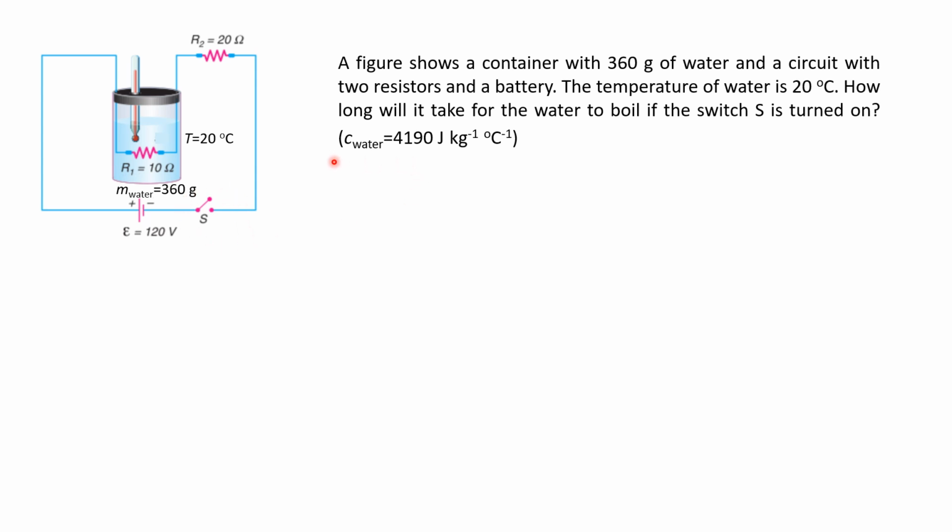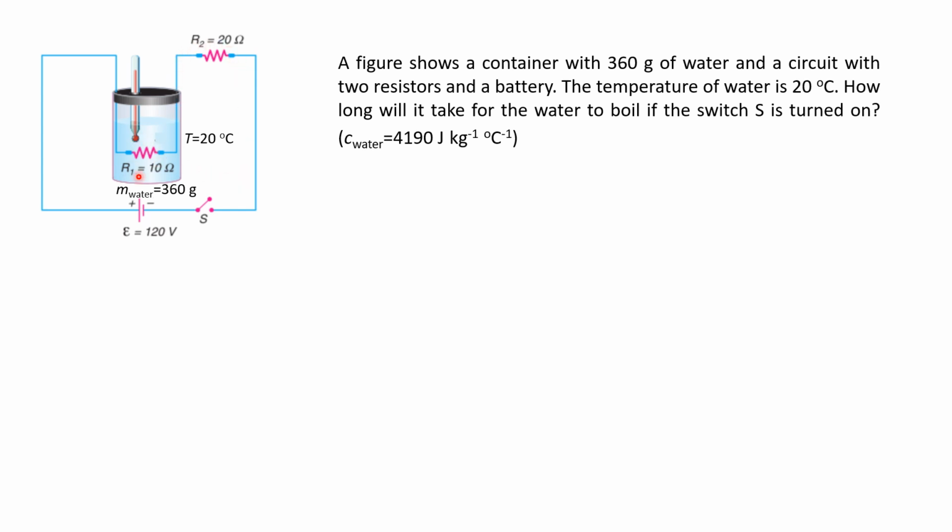And the specific heat of the water is given as 4,190 joules per kilogram per centigrade. Well, let's tackle the circuit part of this problem first. So, the current that's generated from this battery is going to go through this circuit in the following manner, right?